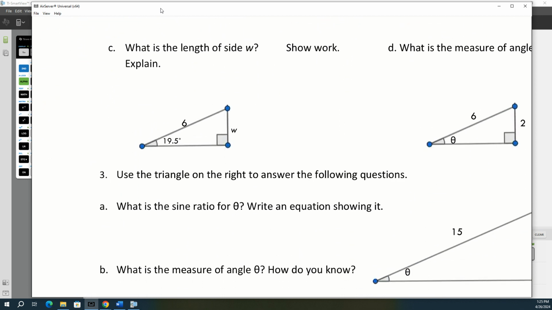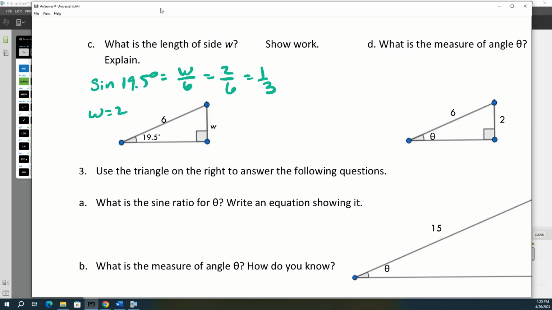All right, so let's look at C. So this time we want to find W. It's still opposite and hypotenuse. So the sine of 19.5 degrees is equal to W over 6. What is the sine of 19.5 degrees always going to reduce to? 1/3. So what does W need to be so it reduces to 1/3? 2. Yep. Because the sine of 19.5 degrees always reduces to 1/3.